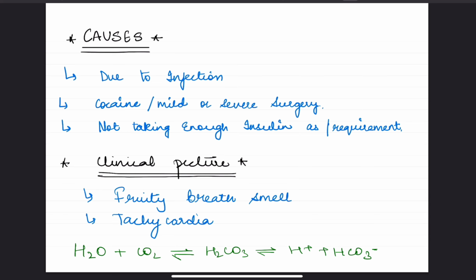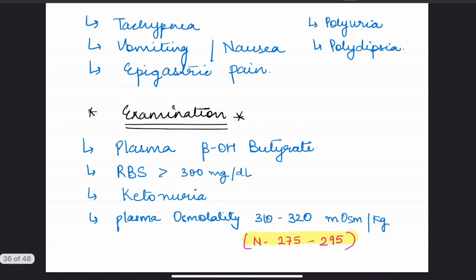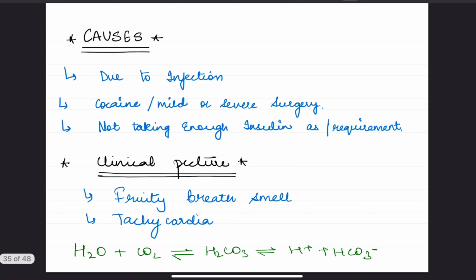Now let's talk about the clinical picture. How will the patient arrive? The patient will have a fruity breath smell. He will have tachycardia and tachypnea. Now let's see how the tachypnea occurs. Actually, many protons will be formed in the body. So the protons have to bind with the bicarbonate. It will bind to the bicarbonate and form carbonic acid.